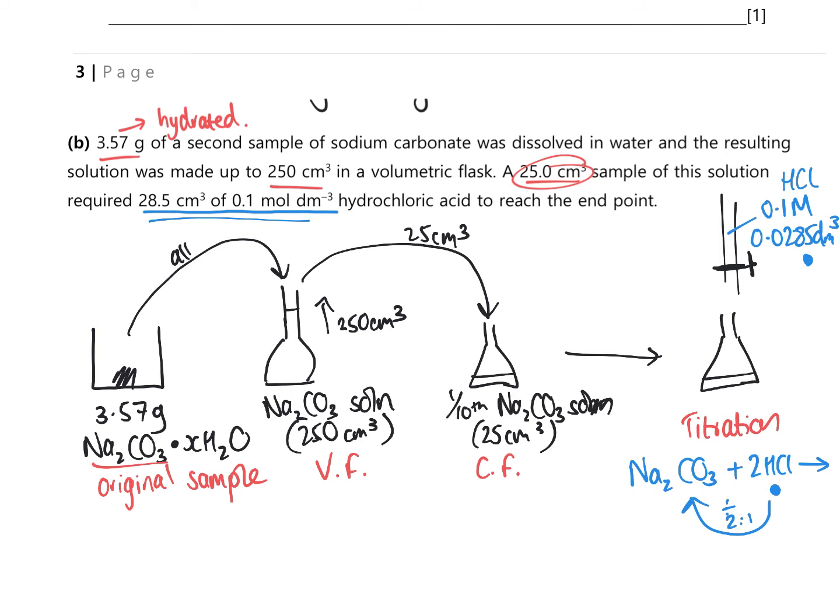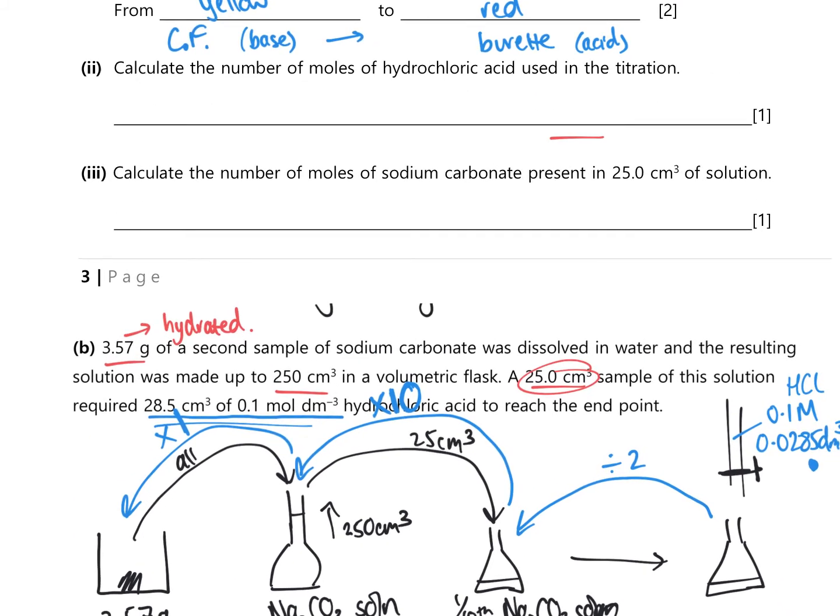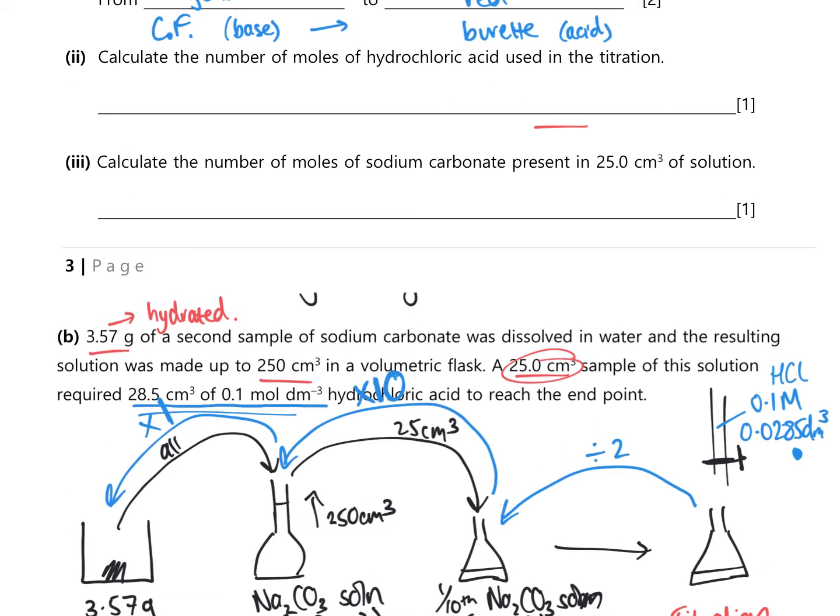So tracking back our moles, once we've got our number of moles of hydrochloric acid from our titration, we divide by 2 to get our number of moles of sodium carbonate in the conical flask. That was only 1/10 of the portion, so we times by 10 to get how many moles there are in the volumetric flask, and how many moles of sodium carbonate then are there in the original sample. There is 1. So diagrams like that might help. So let's have a look at the parts of the question. And it says calculate the number of moles of hydrochloric acid used in the titration.